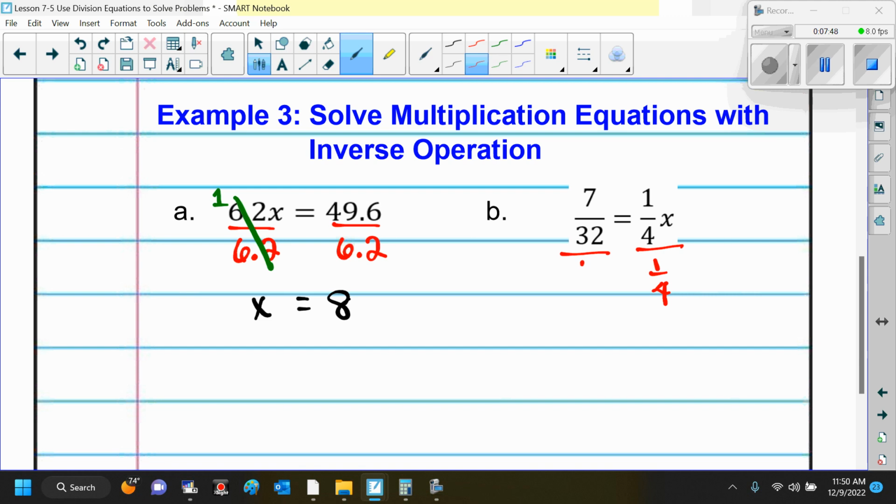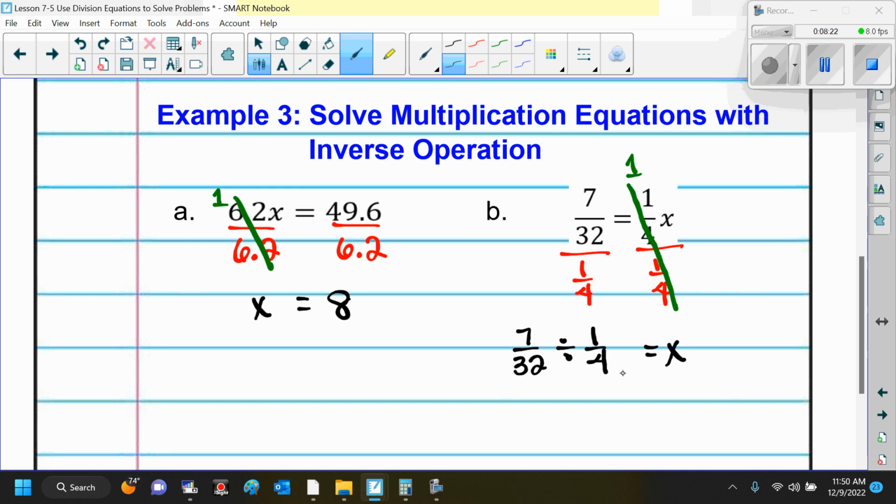Again, you don't need to write this down. Just watch. So we're dividing by 1/4, right? So what's 1/4 divided by 1/4? That's 1. Any number divided by itself is 1, right? So that over here is 1 times x, which is equal to x. Now, here, this side says 7/32 divided by 1/4. Does everybody see that?